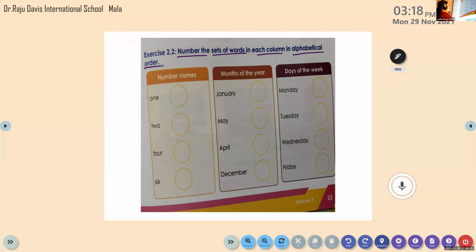Okay. So, Suresh, unmute your device. Yes, ma'am. The number names given here are 1, 2, 4, 6. Which one will come first here in the alphabetical order? Which one will come first? 1, 2, 4, 6.